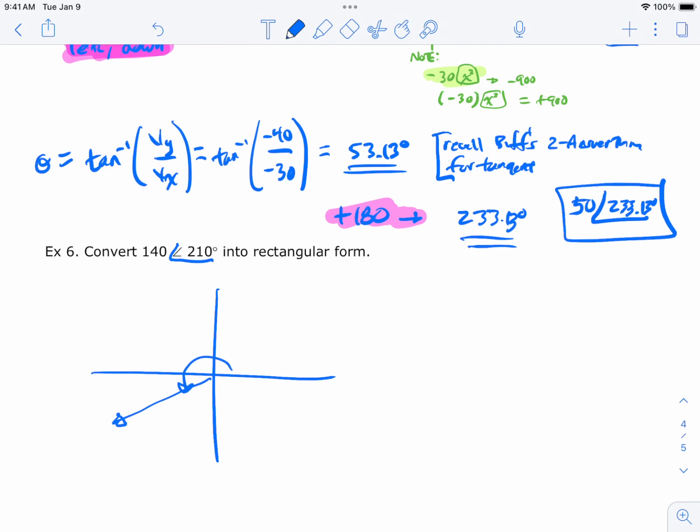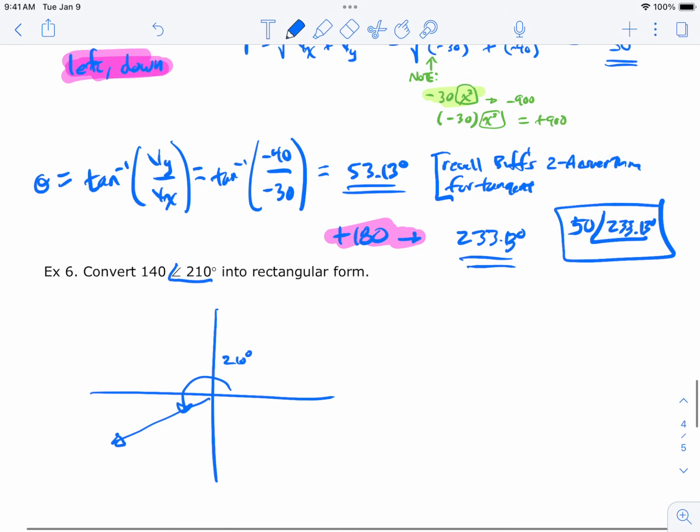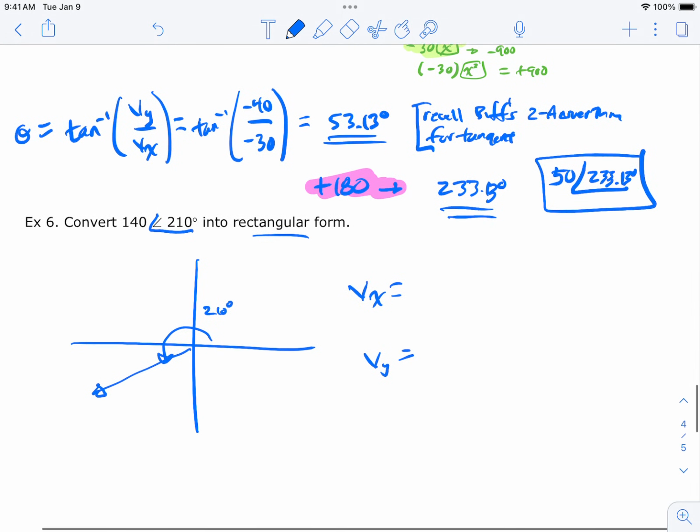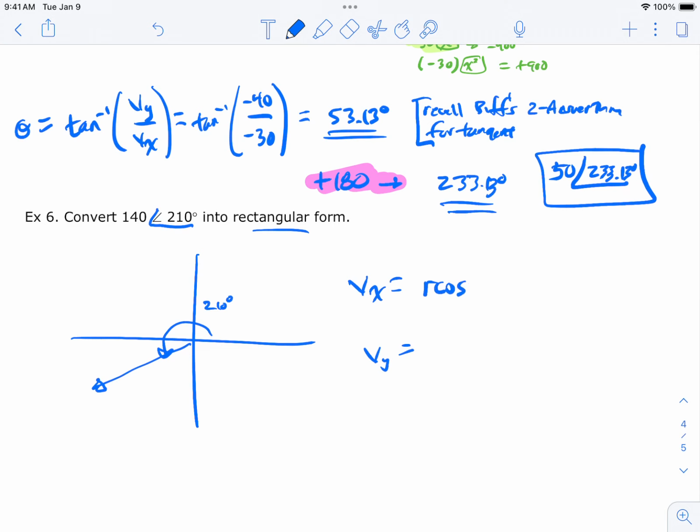That's the 210, right? Standard position. Let's just grab the formulas, though. They want rectangular form, which means they want Vx and they want Vy. Come up, look at the formulas. I love these formulas. R cosine theta, R sine theta. There were asterisks on them, so we'll have to be careful in a second. But R cosine theta, R sine theta. So if I just plug in the stuff, that's the R, that's the theta. So this says 140 cosine of 210. This says 140 sine of 210.